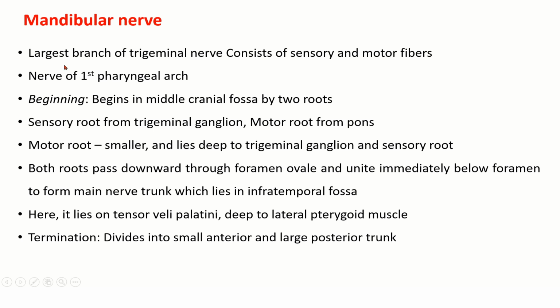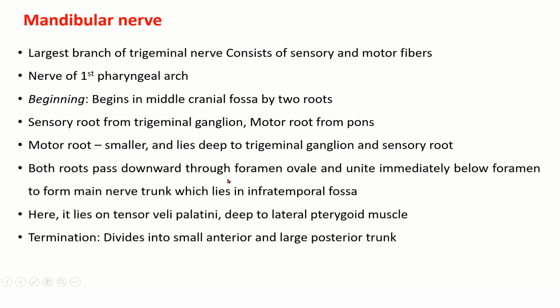So the mandibular nerve, the largest branch of the trigeminal nerve, consists of sensory and motor roots. It's the nerve of the first pharyngeal arch. It begins in the middle cranial fossa by two roots. The sensory root comes from the trigeminal ganglion. The motor root comes from the pons. The motor root is smaller and lies deep to the trigeminal ganglion and sensory root.